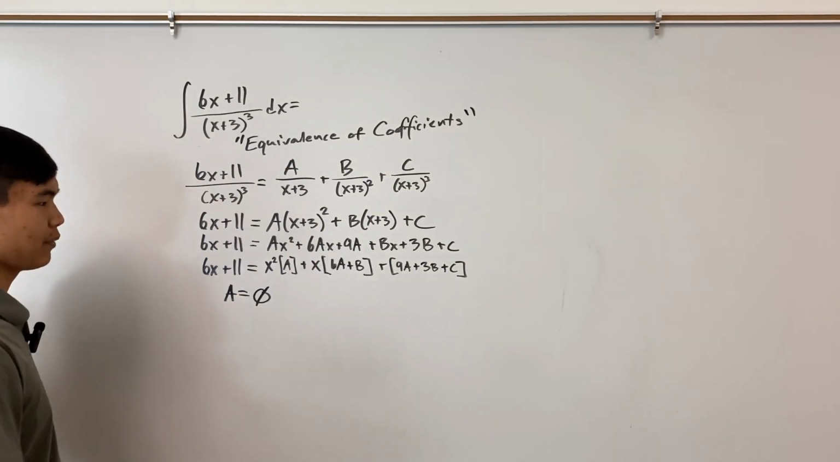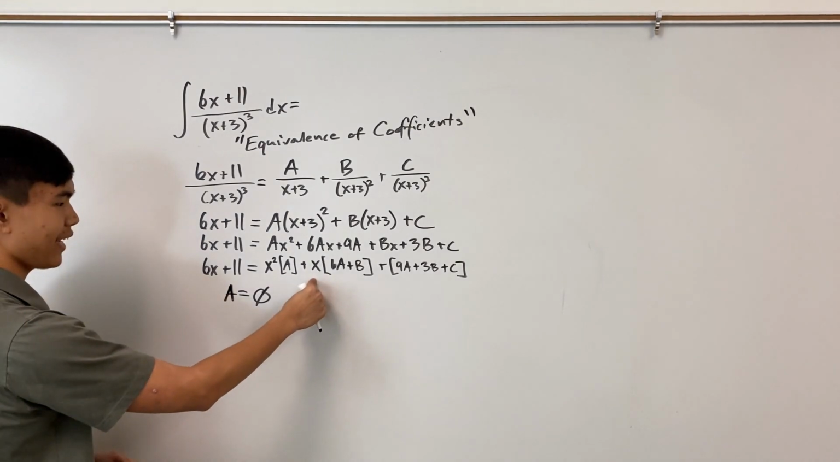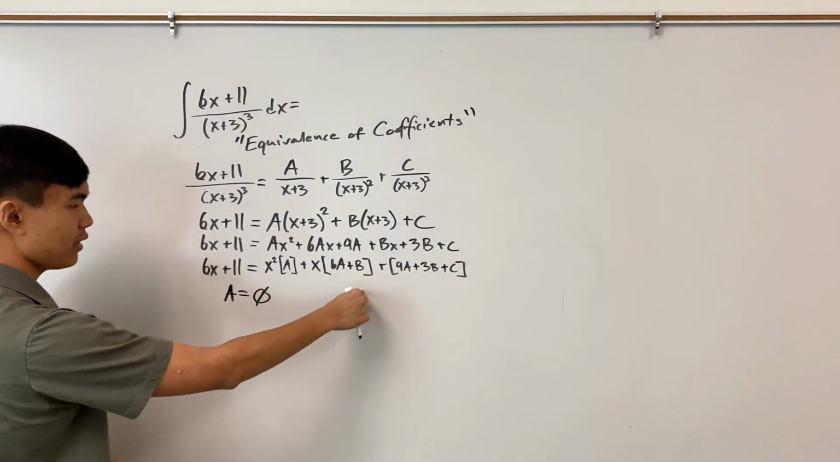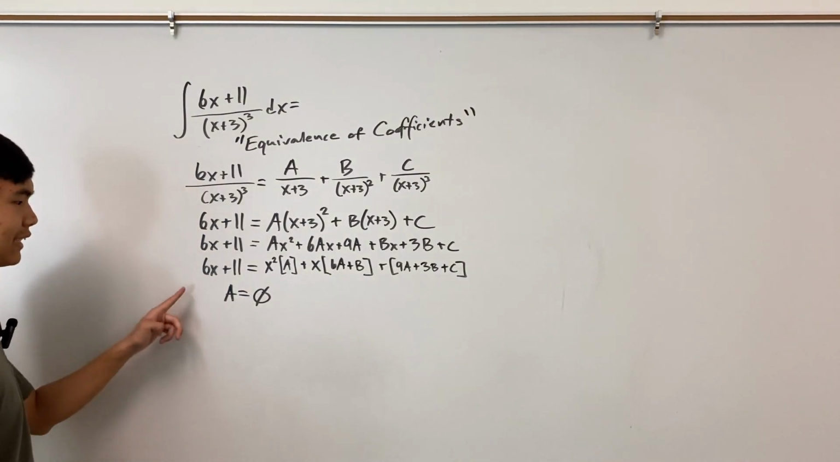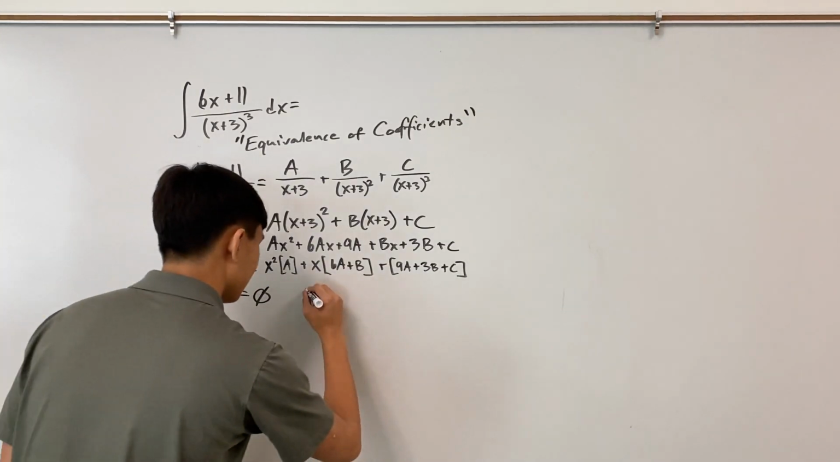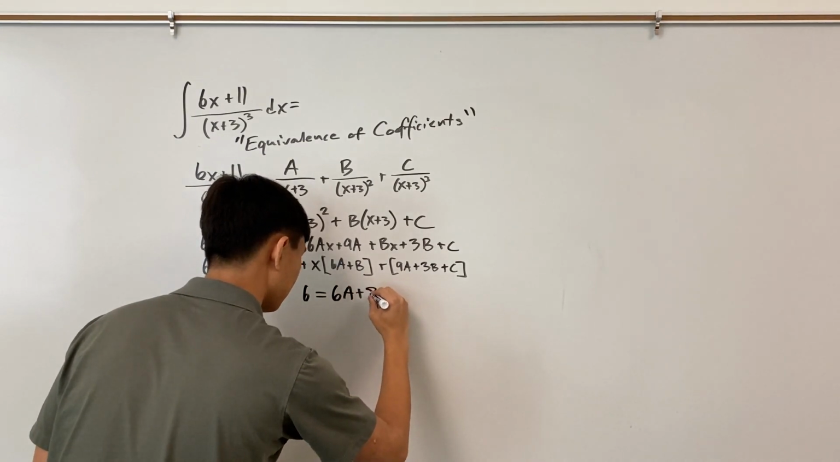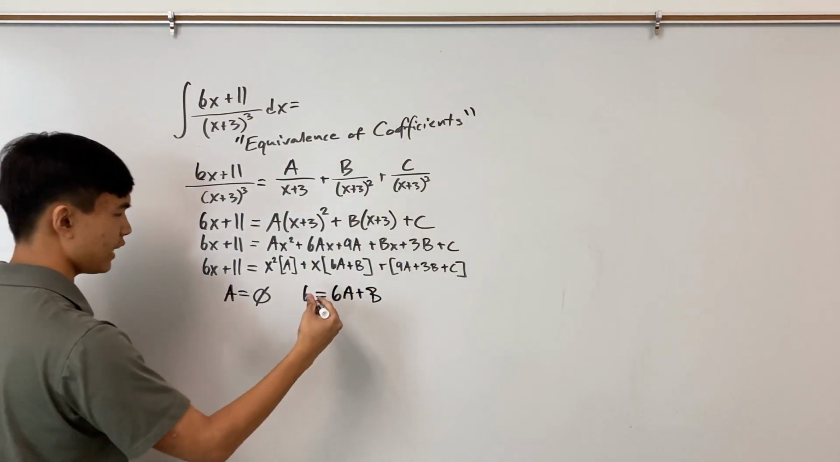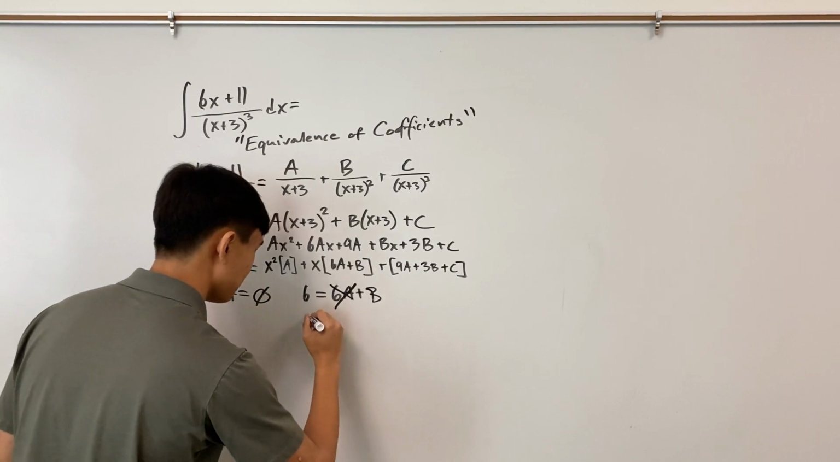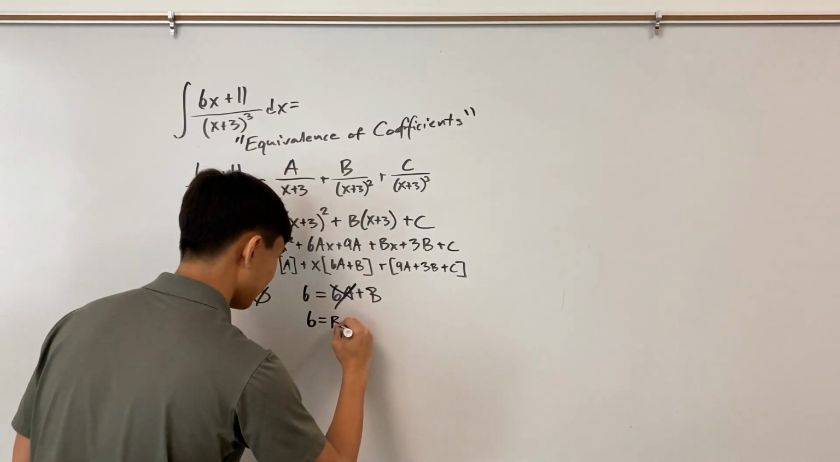And going on the same path, we see that the coefficient of x on the right is 6a plus b, and the coefficient of x on the left is 6. So we know that 6 must equal 6a plus b. And from this first step, we know that a equals 0, so this must mean b equals 6.